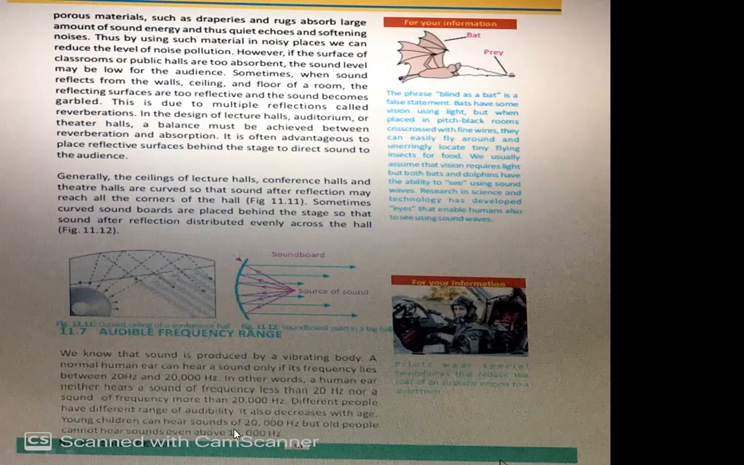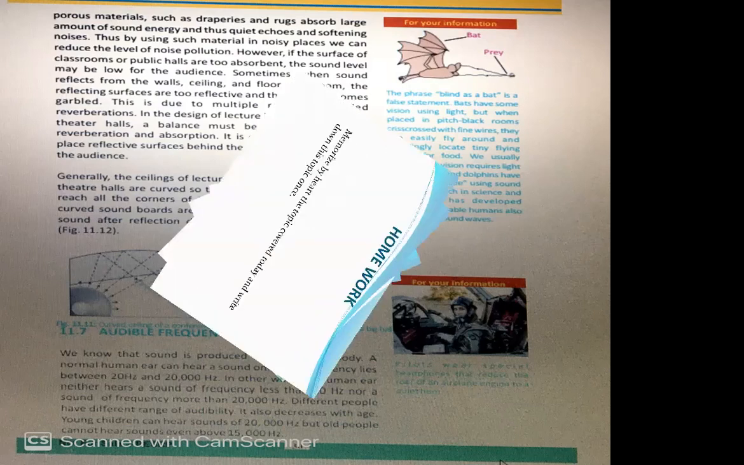Young children can hear sound of 20,000 hertz, but old people cannot hear sound even above 15,000 hertz because due to age, their hearing capability decreases. But young people can listen to 20,000 hertz or 20 kilohertz. So this is called the audible frequency range.